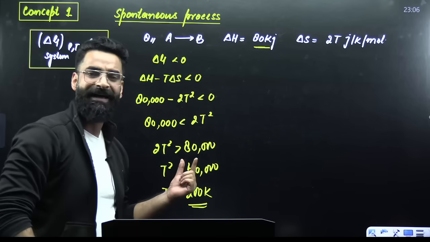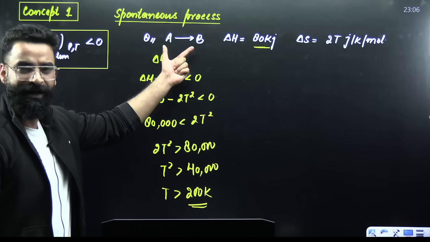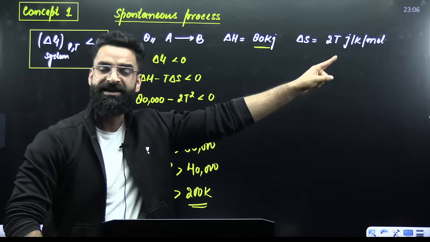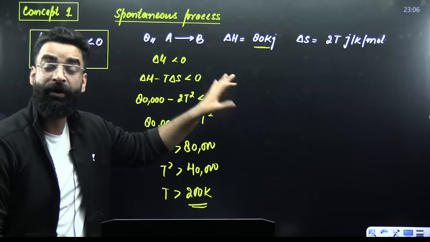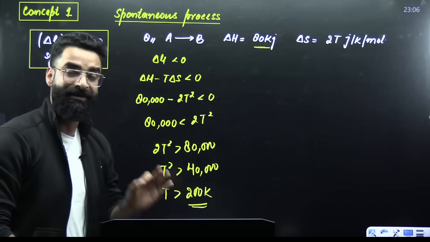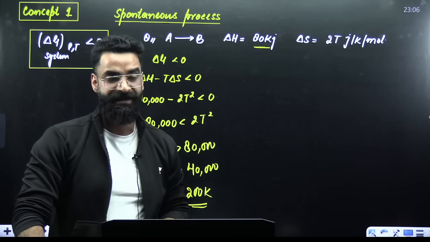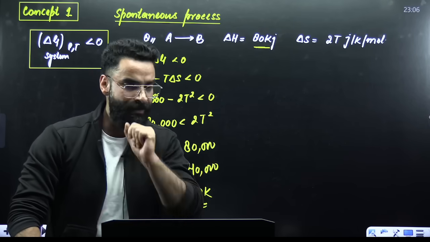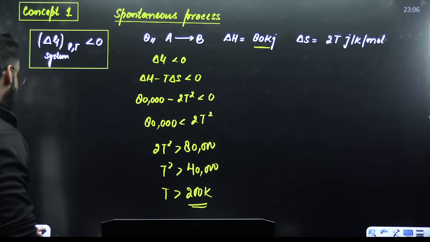So my dear students, I can directly say this particular reaction, whose delta H and delta S were given, will be spontaneous only when the temperature of the reaction is kept greater than 200 Kelvin. This is the first type of question which is asked in your NEET examination almost every year. Okay. Moving on to the second concept, the second question which is asked.